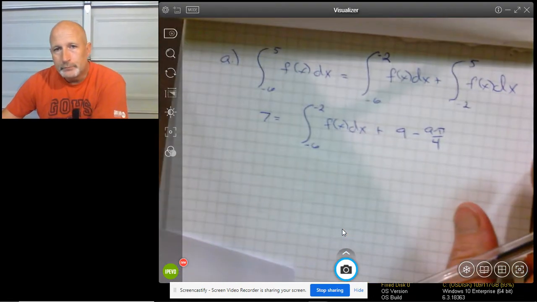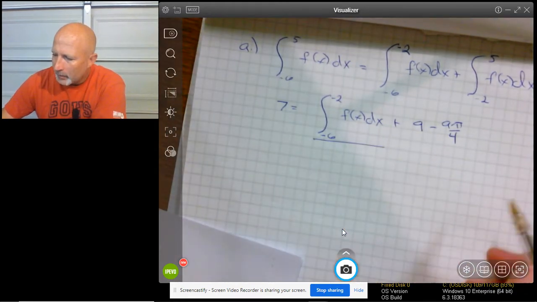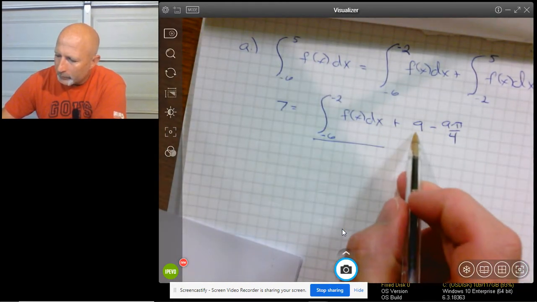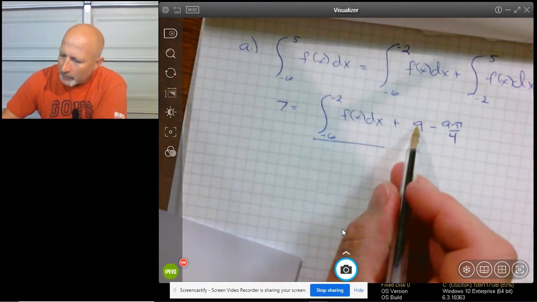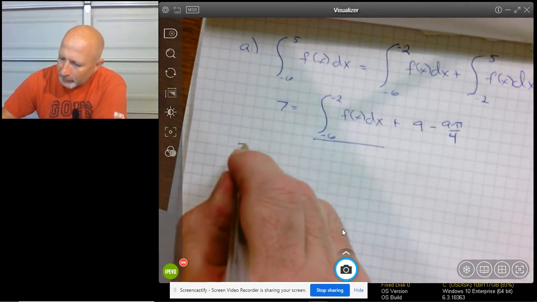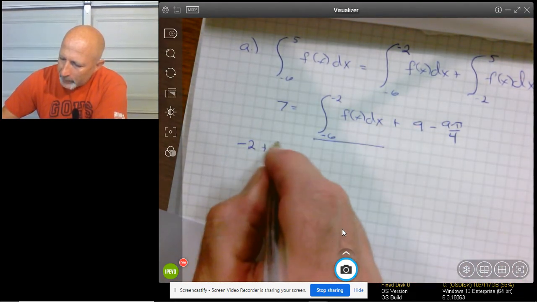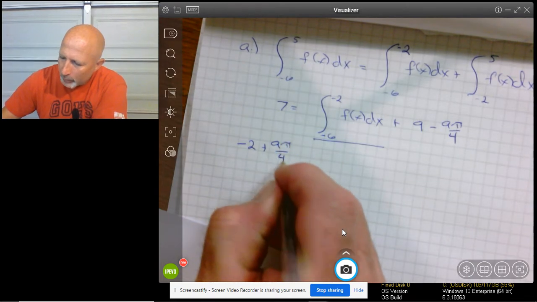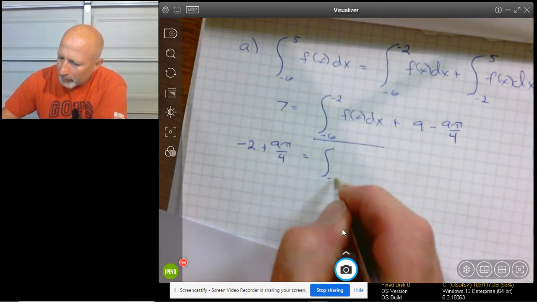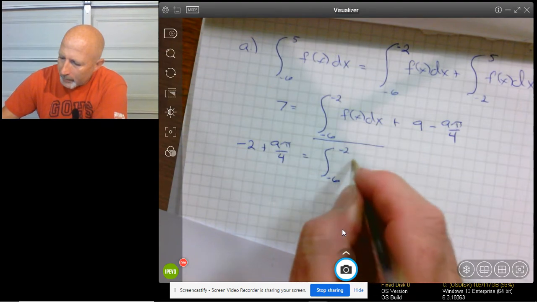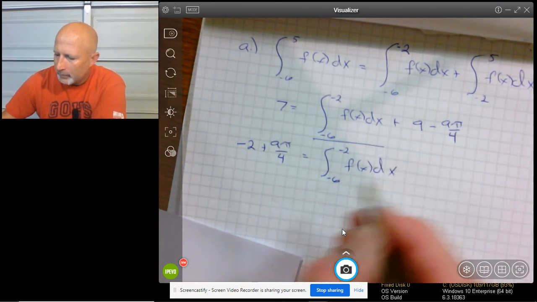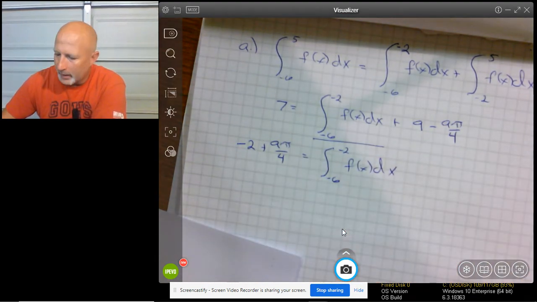Okay? And now we just need to solve for this. So subtract all this over. So subtract the 9 to add that. So if you subtract the 9, you're going to end up with -2 plus 9 pi all over 4 is equal to the integral from -6 to -2 of f of x dx. Okay, and you can leave your answer just like that.